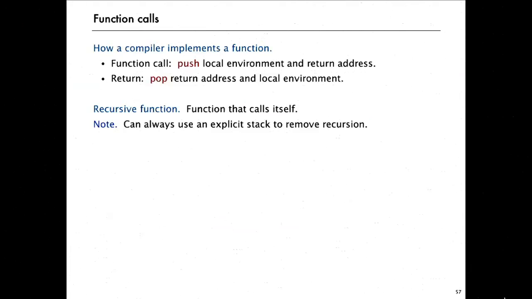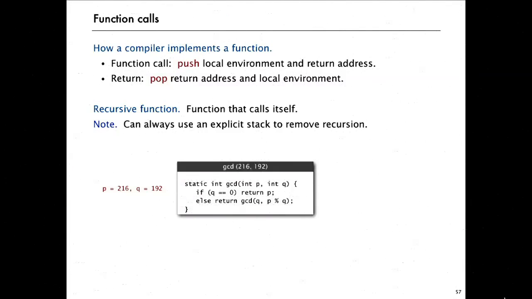So the way that compilers implement functions is using stacks. When there's a function call, the whole local environment is pushed, along with the return address, and then the function return is to pop the return address and the local environment. So there's a stack there that contains all that information, and whether the function calls itself or not is not relevant. The stack contains the recursion. In fact, you can always use an explicit stack to make a recursive program non-recursive.